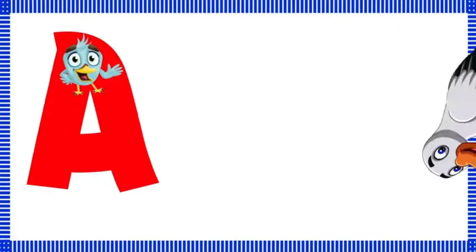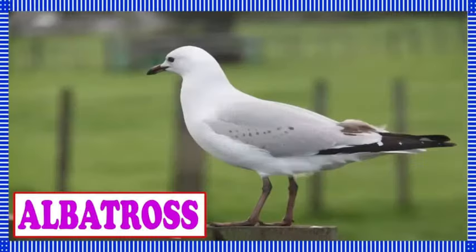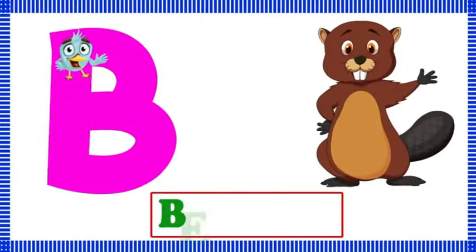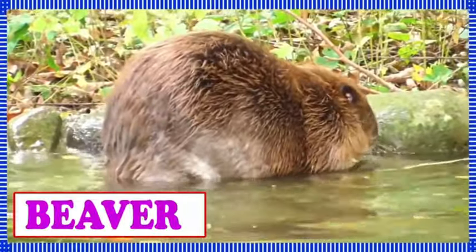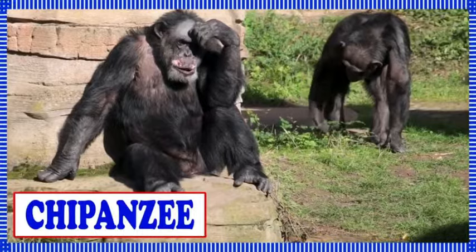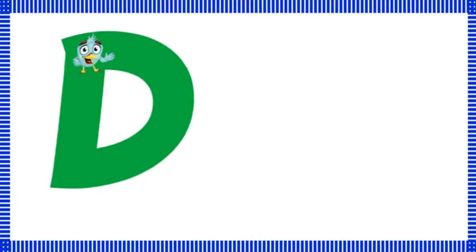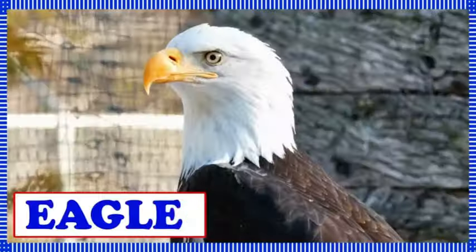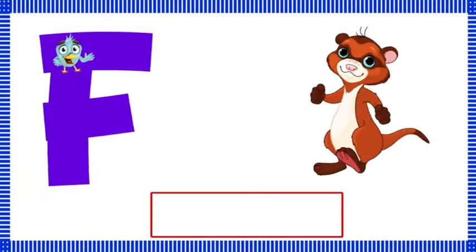A is for albatross. B is for beaver. C is for chimpanzee. D is for donkey. E is for eagle. F is for ferret.